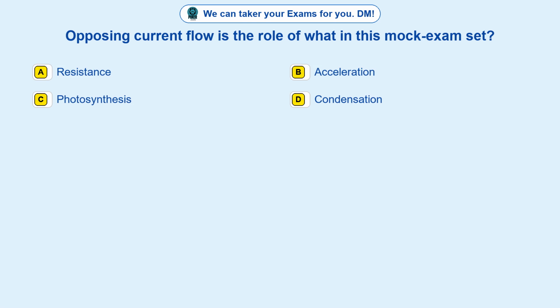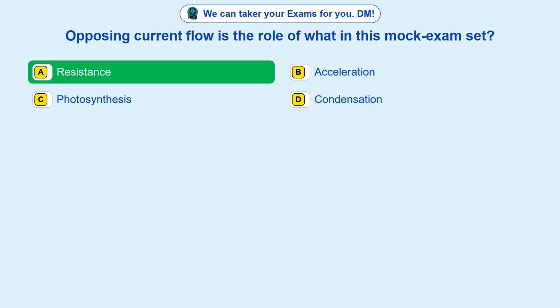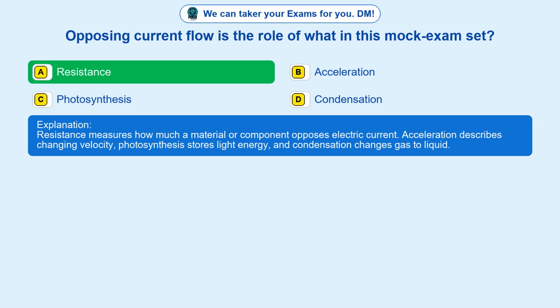Question 71. Opposing current flow is the role of what in this mock exam set? Option A, resistance. Option B, acceleration. Option C, photosynthesis. Option D, condensation. The correct answer is option A. Resistance. Resistance measures how much a material or component opposes electric current. Acceleration describes changing velocity, photosynthesis stores light energy, and condensation changes gas to liquid.